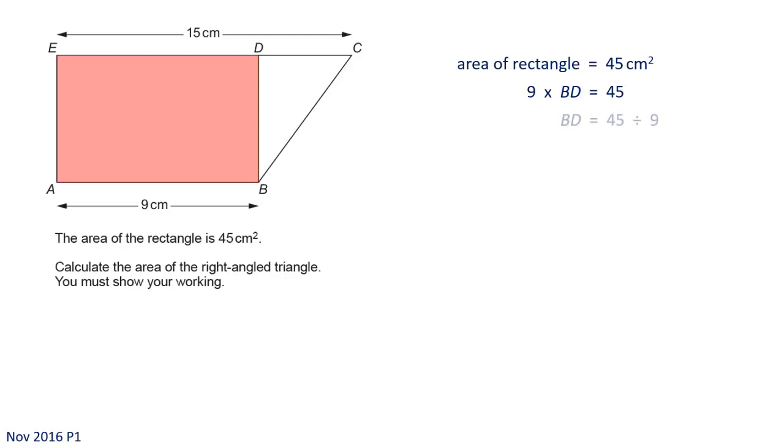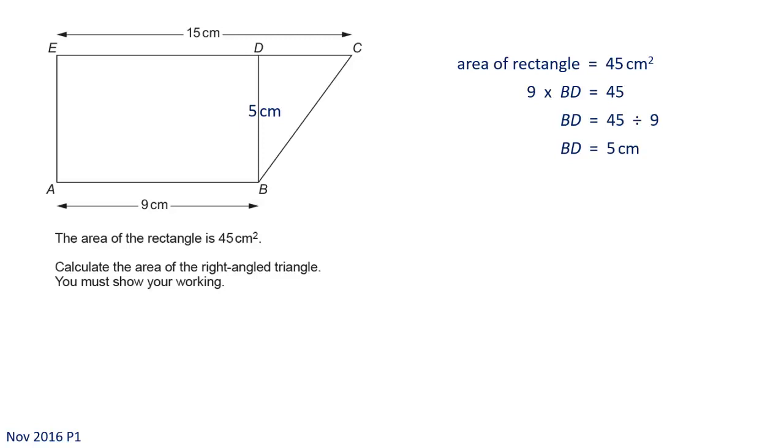So the 9 is multiplying, going to go to the other side and divide. BD is 45 divided by 9, which is 5. You may have noticed that straight away. But notice in the question it says you must show your working. So we do try to show a bit of working. So now we've got that is 5.